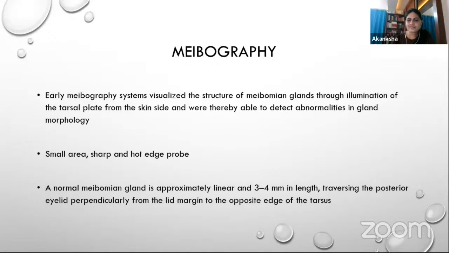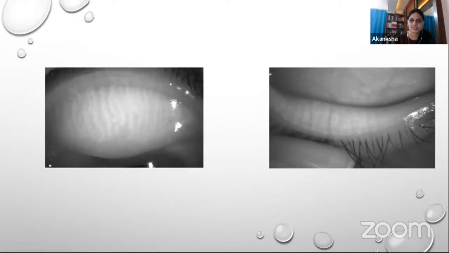With the present systems, we are using non-contact Meibography, where a normal gland is seen approximately as a linear structure around 3 to 4 mm in length and traversing the posterior eyelid perpendicularly from the lid margin to the opposite edge of the tarsus. So this is what a normal Meibomian gland would look like.